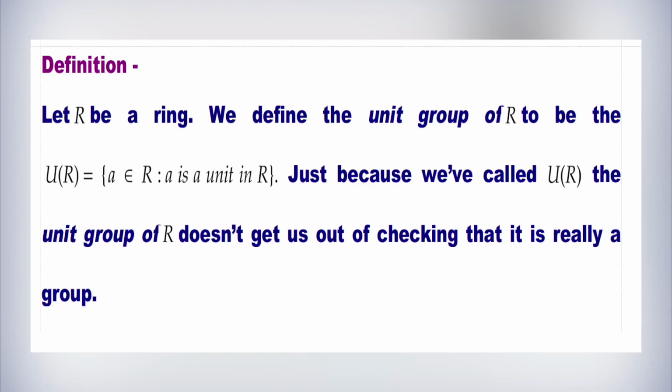Now, let us define the unit group. Let R be a ring. We define the unit group of R to be U(R) equal to the set of all a in R such that a is a unit in R. Just because we have called U(R) the unit group of R does not get us out of checking that it is really a group.